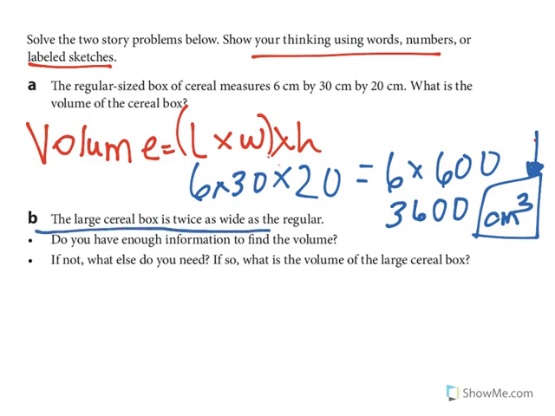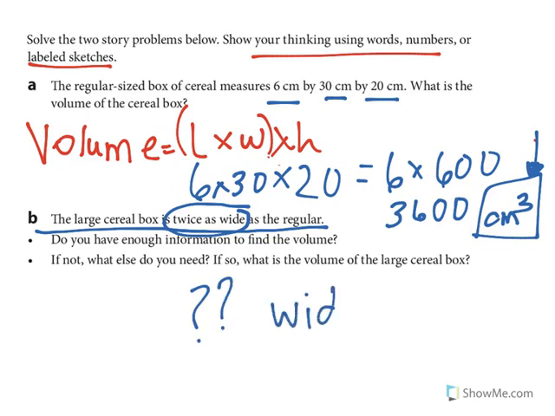Now, B. The large cereal box is twice as wide as the regular. Do you have enough information to find the volume? If not, what else do you need? If so, what is the volume? What do you think? I think we have enough information. All I know is that it is twice as wide. So let's look. 6 centimeters by 30 centimeters by 20 centimeters. Wait a minute. Do I know which one of those I'm going to multiply by 2? I don't. So what would I need to know? I would need to know the width, okay? And I don't know that just yet.